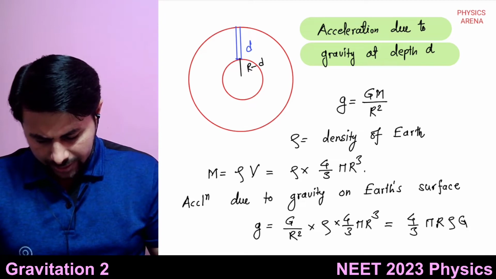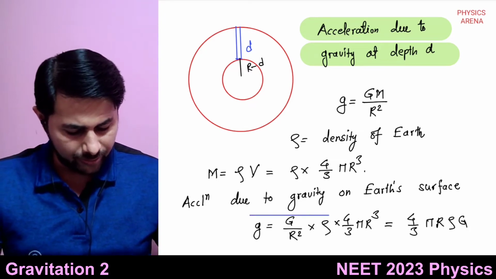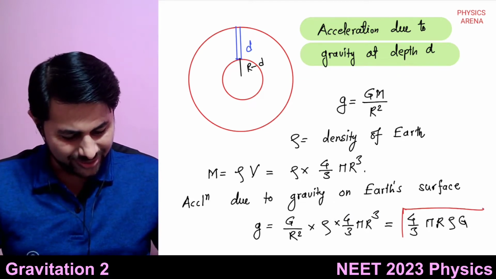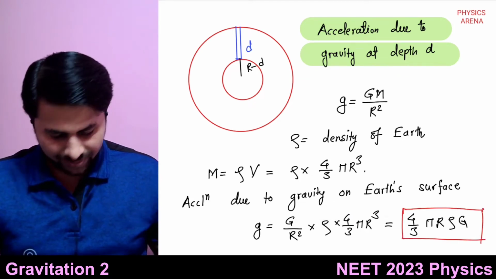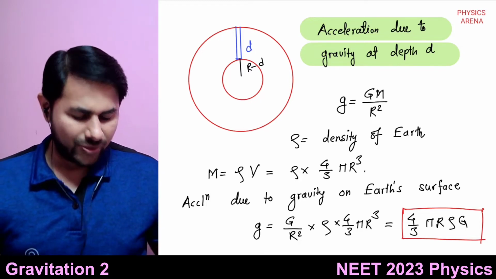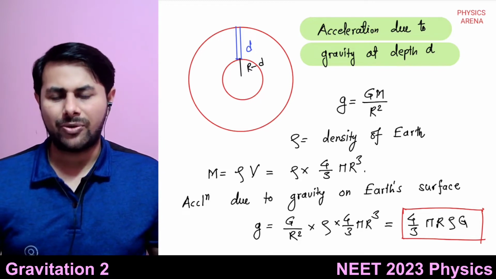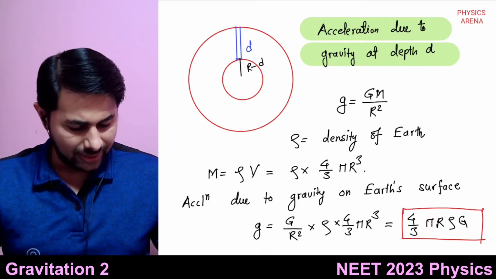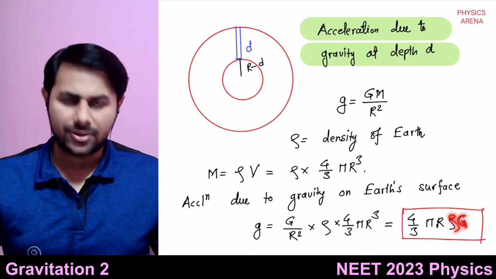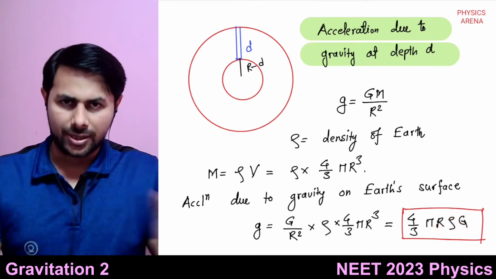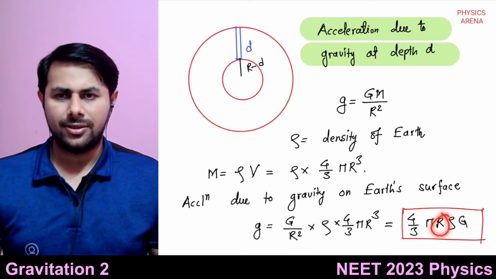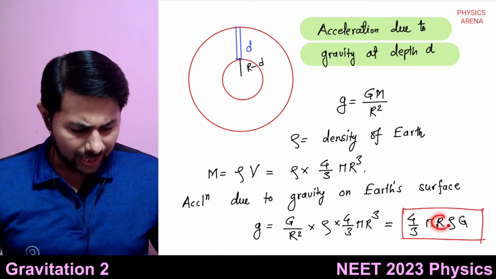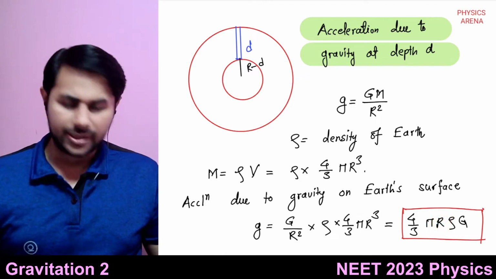This formula is also an important formula. Now check this formula. What are the constants in this formula and what are the variables? Pi is constant, rho is constant, G is constant, and if we talk about Earth, R is also constant. So for a sphere of the size of Earth, R is constant.